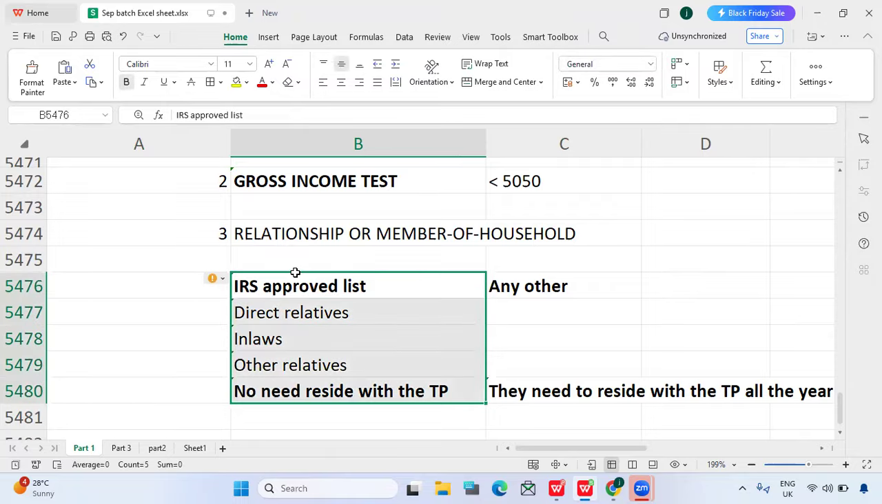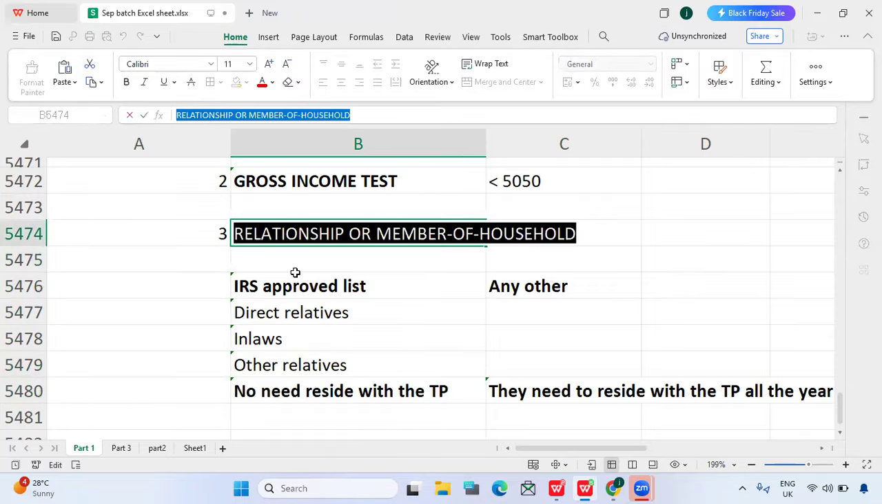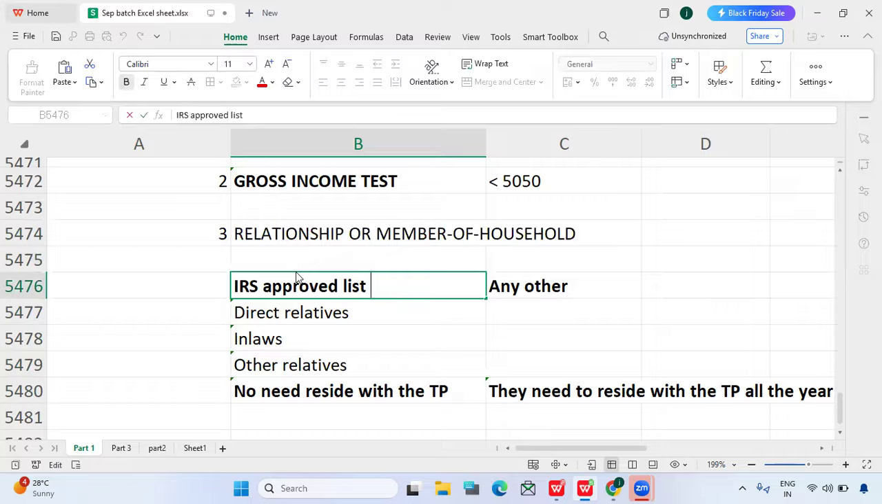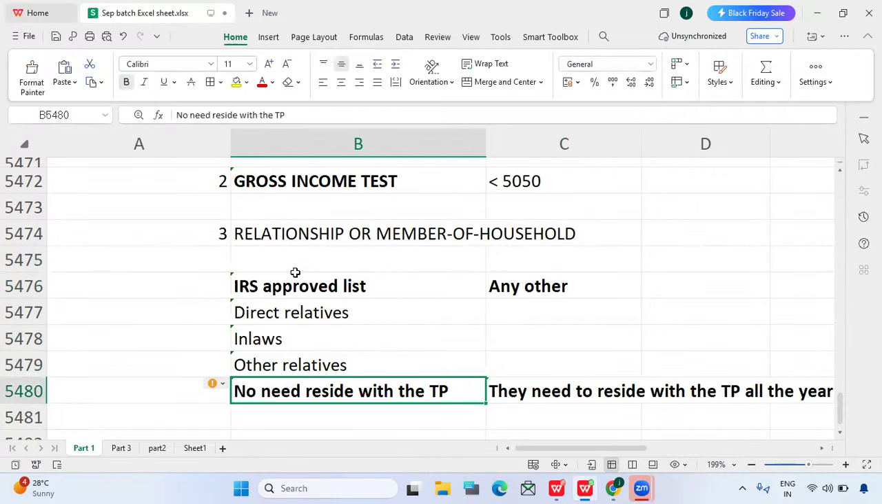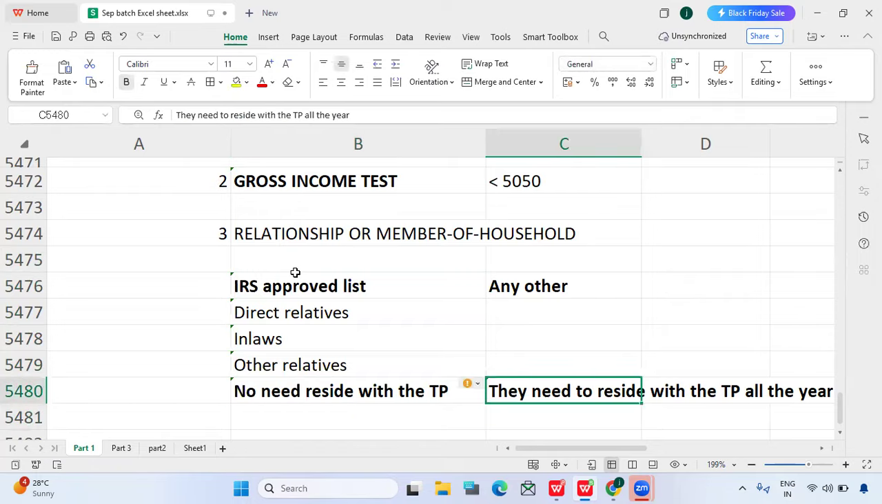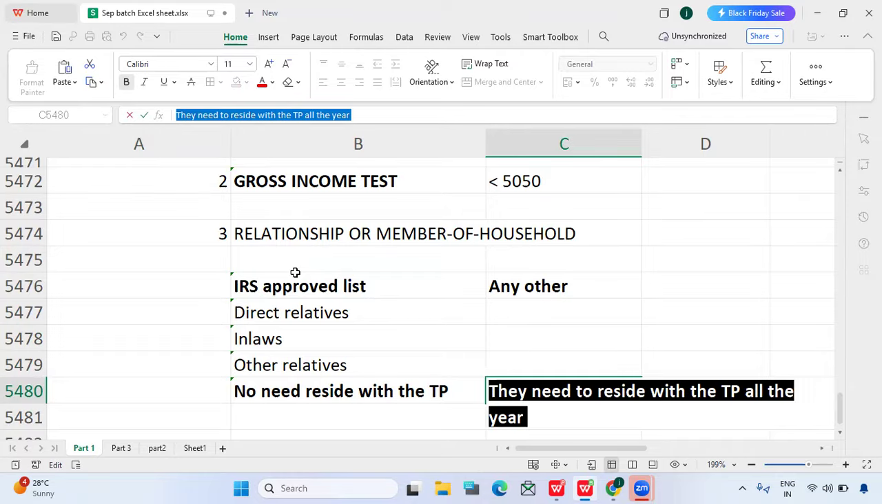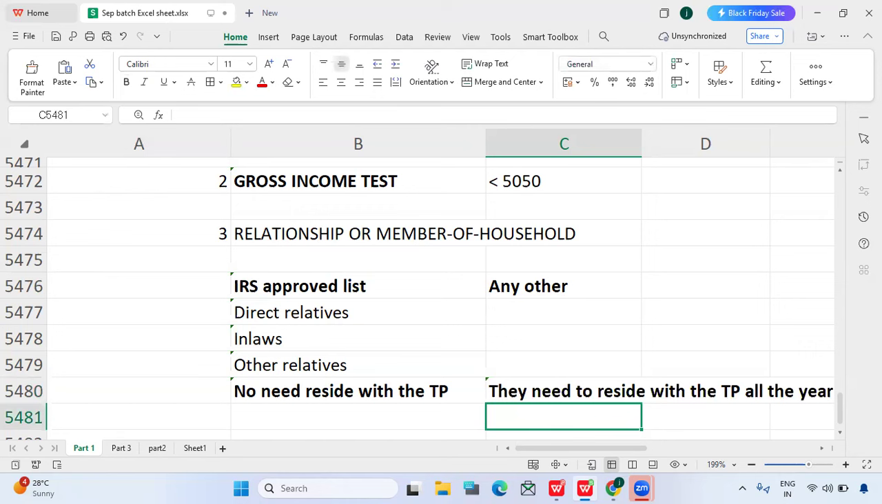So the relationship we can classify into two. One is the IRS approved list, and another one is any other category. For the IRS approved list, no need to reside with the taxpayer. But if the person is not listed under the IRS approved category, they need to reside with the taxpayer for all the year. Then only we will consider the person as a relative. So we will see a couple of examples. But for now, just remember this point.